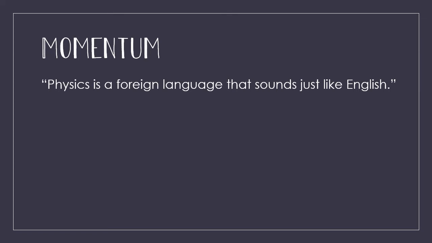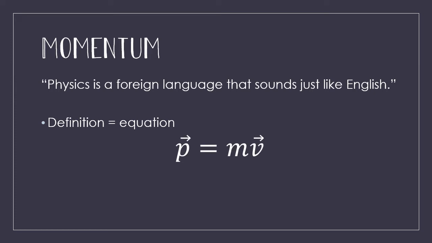Typically, the answers I receive have something to do with how big an object is, or perhaps how fast it's moving, or maybe a combination of the two. In physics, the definition of momentum is actually in terms of an equation. The equation is that the momentum, or a lowercase letter p, is equal to an object's mass times its velocity.